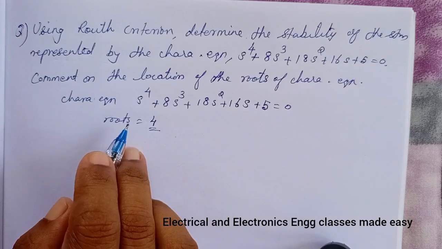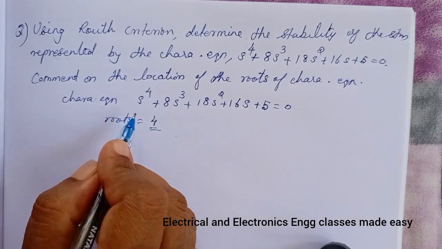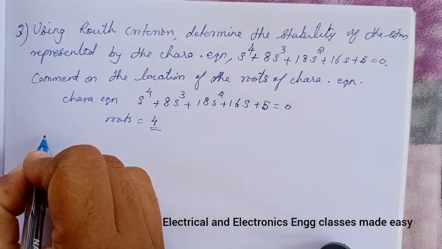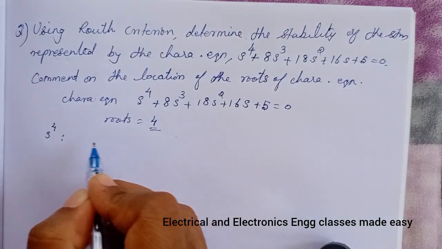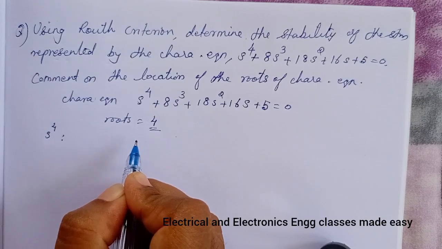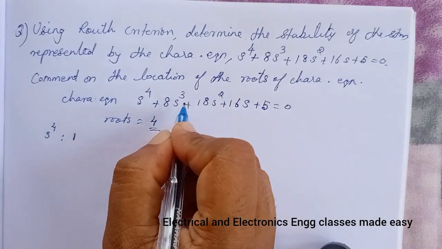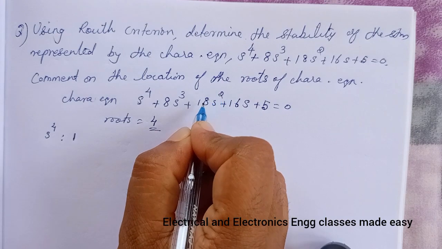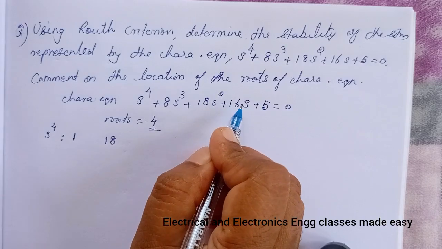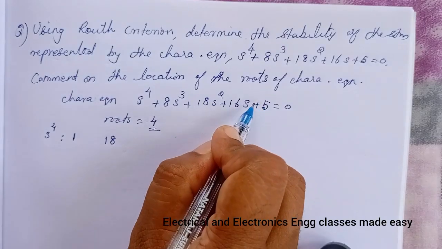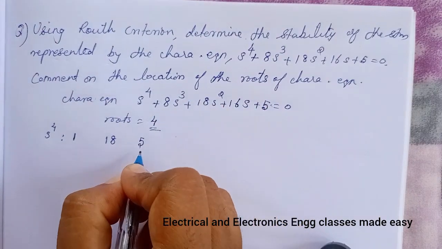and we have to construct the Routh array. So for that, first of all, write the highest power of s, that is s raised to 4. Then the coefficients of even orders we have to write. So the coefficient of s raised to 4 is 1. Next even order is s square, so it is 18. Then next even order means here s raised to 0 is there, so its coefficient is 5.